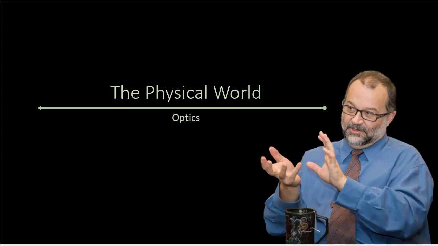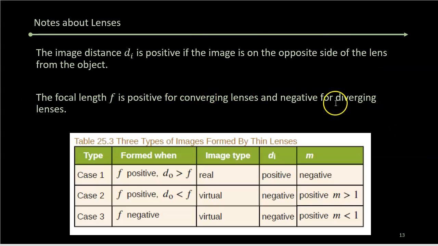Okay, we're going to talk a little bit more about diverging and converging lenses. There are three types of images formed by, or two types really, but three types of images formed by thin lenses. There's a real image, where d_i is positive and the magnification is negative. For converging lenses, when the object is closer to the lens than a focal length, you get a virtual image. Virtual image just means you have to look through the lens to see the image.